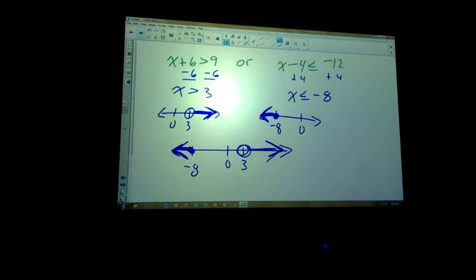Why are you allowed to put them on the same number line if they're not the same problem? They're the same problem. We're just combining them. I like what you're saying. For right now, or problems.